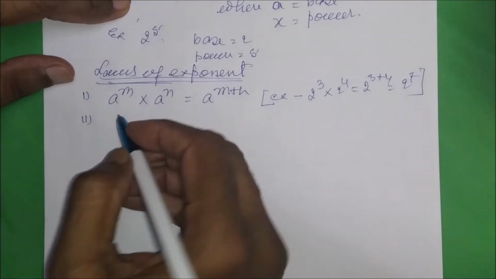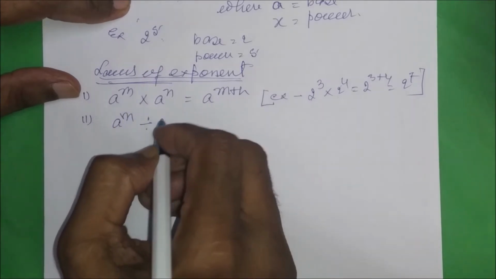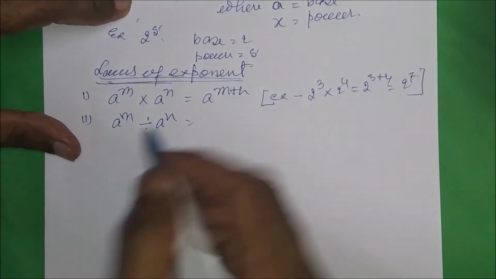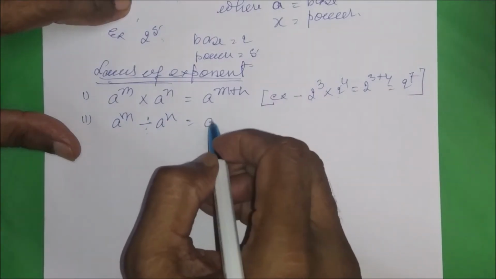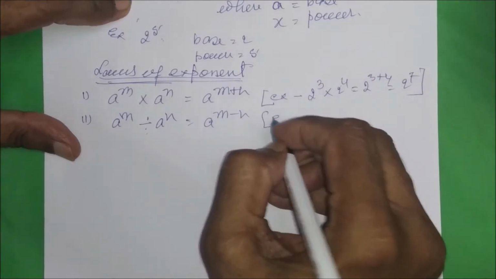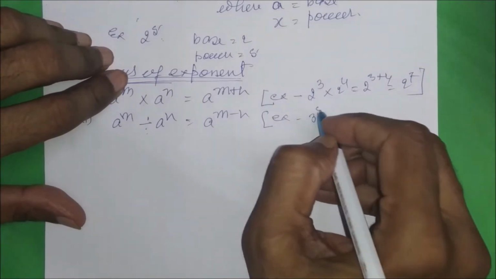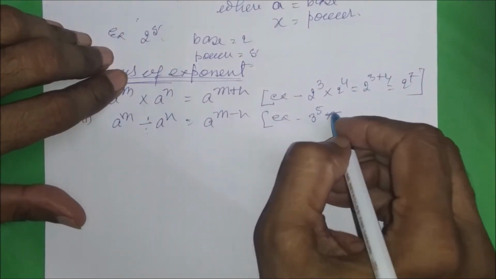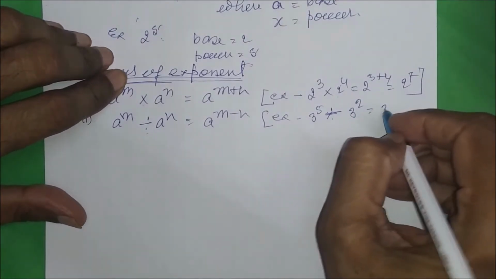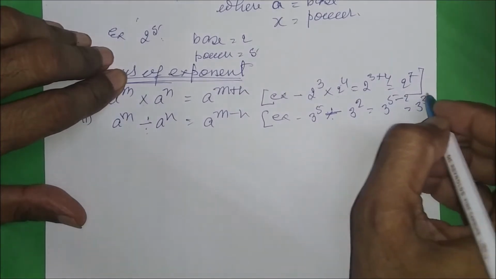Number 2: a to the power m divided by a to the power n. There it was multiplication, now it is division. So in division, it is a to the power m minus n. See the example: 3 to the power 5 divided by 3 to the power 2. It will be 3 to the power 5 minus 2, which is 3 to the power 3.